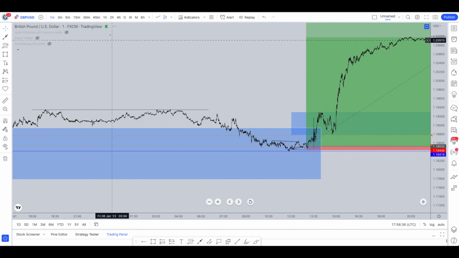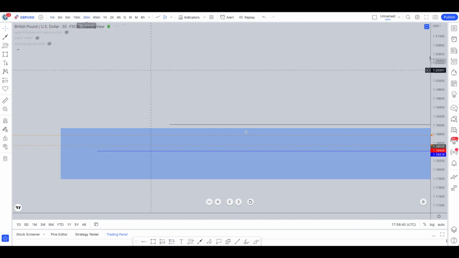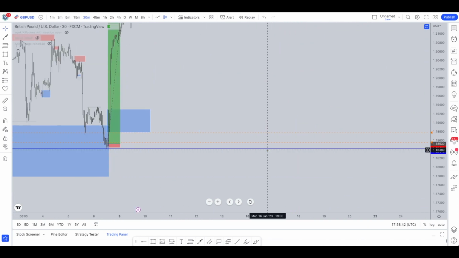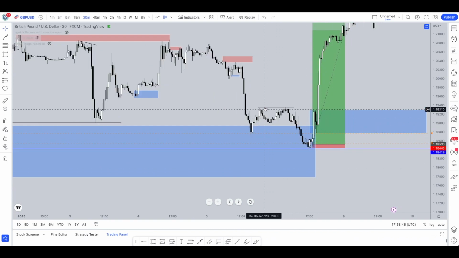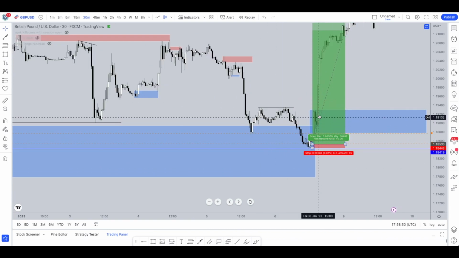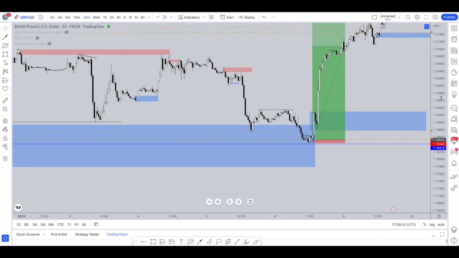Now, in terms of the partial TPs which I took, the main first TP for me was definitely these equal highs. Once these equal highs here were crossed, so pretty much after that 3 p.m. news, that was the main stage where I took a big chunk of my partials, and then obviously moved the stop loss into profit as well to keep the trade risk free.